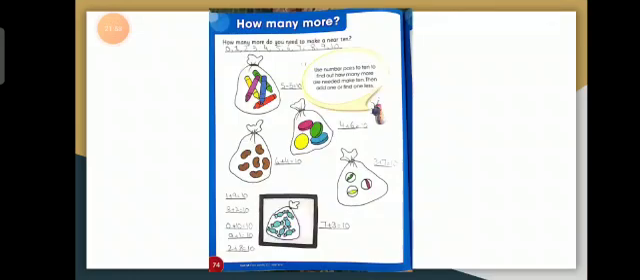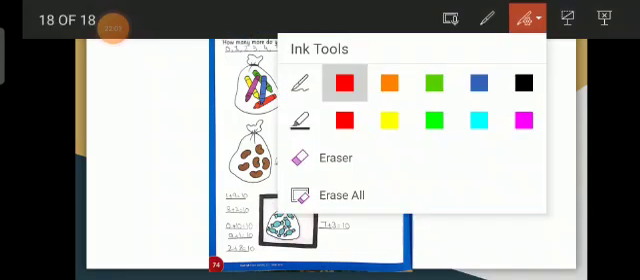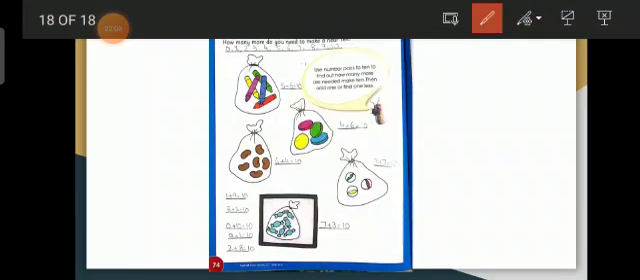Okay, look at here. Yes, this is the final look of your page. All answers are written over here. Now, I am going to explain it again. Can you see over here? Right after the question, how many more do you need to make 10? I am going to underline this one counting.